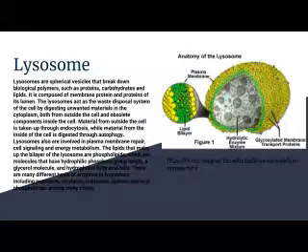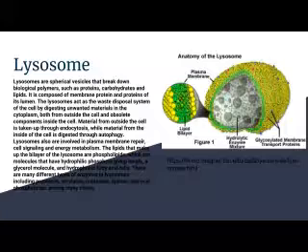Lysosomes are spherical vesicles that break down biological polymers, such as proteins, carbohydrates, and lipids. It is composed of membrane protein and proteins of its lumen. The lysosomes act as the waste disposal system of the cell by digesting unwanted materials in the cytoplasm, both from outside the cell and obsolete components inside the cell.